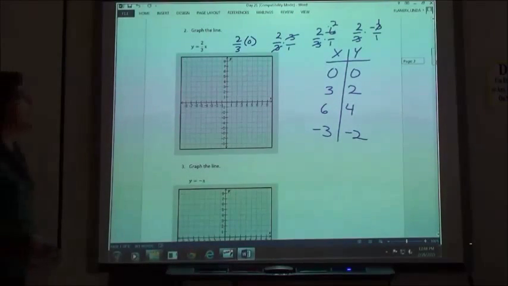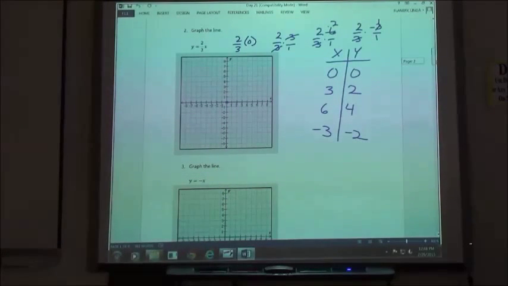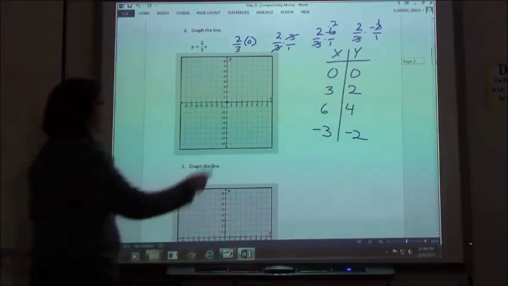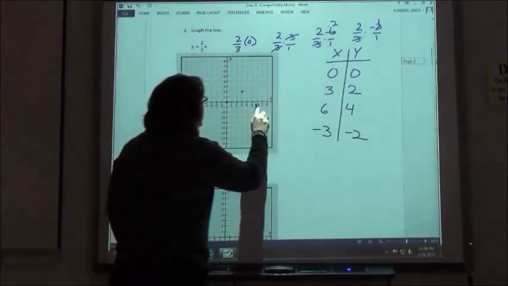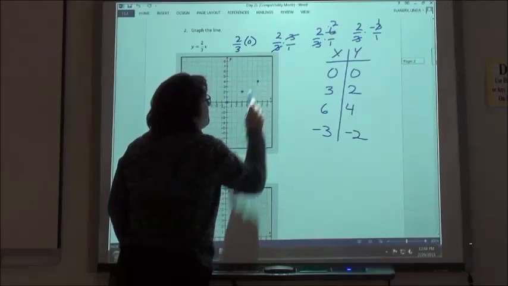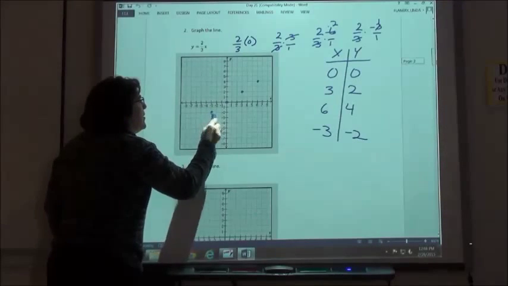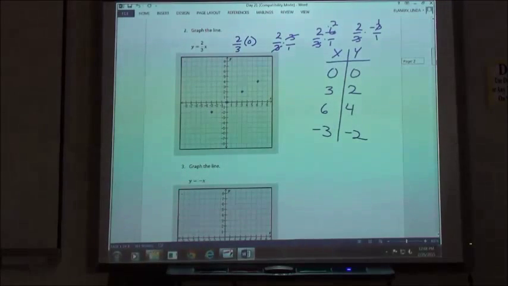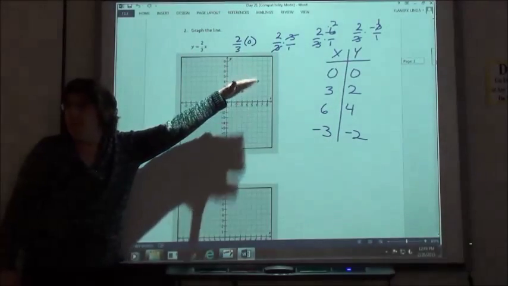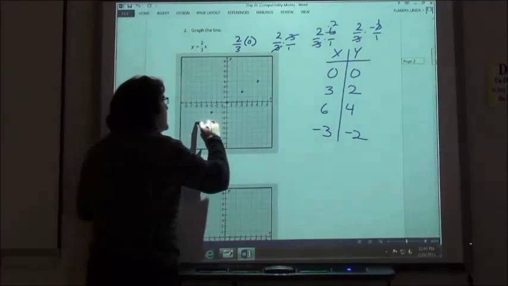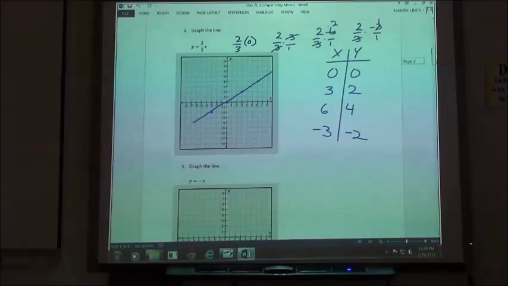So, plotting those points. Again, when I use 0, I got 0, 0. My y-intercept was 0 because there's no plus anything on the end. 3, 2. Over 3, up 2. 6, 4. Over 6, up 1, 2, 3, 4. Negative 3, negative 2. 3 to the left and down 2. Notice when I put all those dots on there, they lined up in a straight line. My slope was positive. It is going uphill as I went from left to right, but it's not as steep as a 4 slope, right? Because 2/3 is less than 4. So my line looks something sort of like that.